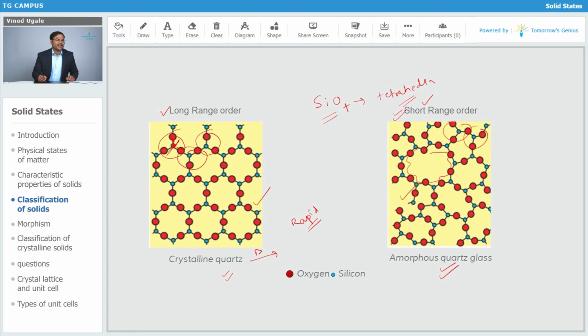therefore it is called short range order. Here we can see that though SiO4 is our molecular formula, one oxygen atom and this second oxygen atom are bonded with the silicon, correct? So one silicon is always bonded with 2 oxygen atoms. So I hope you have understood what is meant by long range order and short range order.